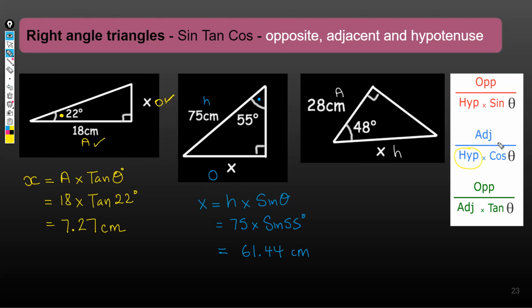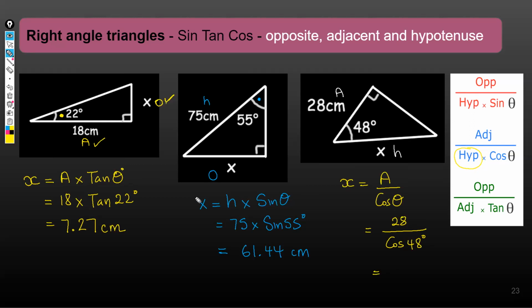How do you find hypotenuse? It's adjacent divided by cosine. So X is adjacent divided by cosine of the angle. The adjacent side is 28, and theta is the angle you are standing in. So you see, this one ended up being a divide because you're trying to find the hypotenuse. The other two questions were multiplied.